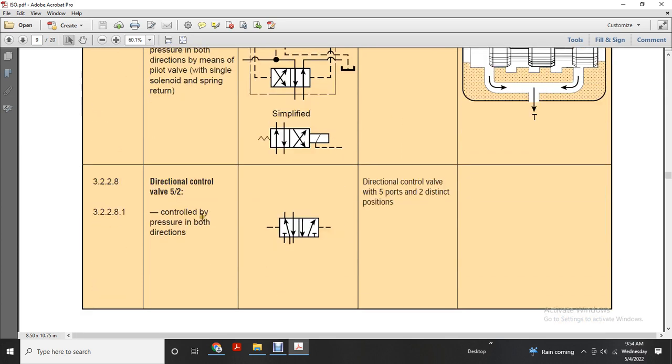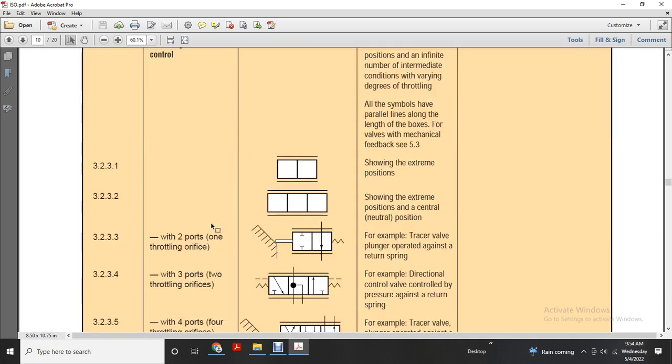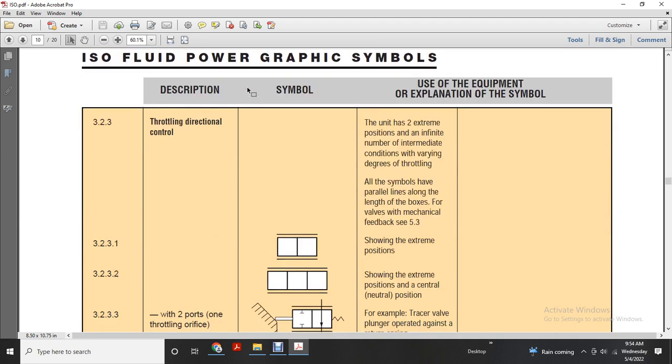Simplified direction control, 5 ports. Control pressure. Unit with the 2 extreme positions and an infinite number of intermediate conditions varying with the degree of throttling. All symbols have parallel lines along the length of the box. Valve with mechanical feedback showing extreme positions.